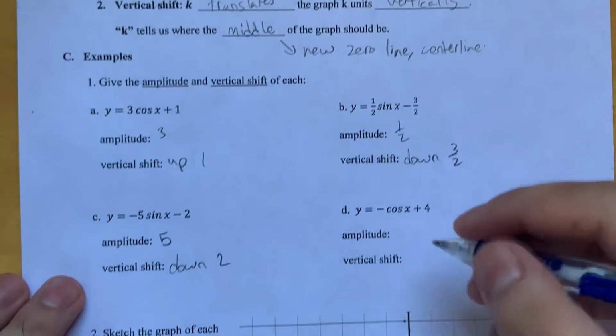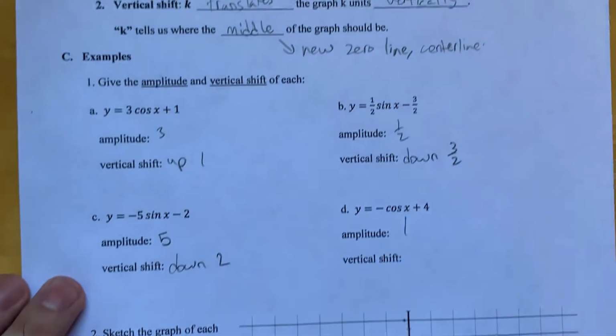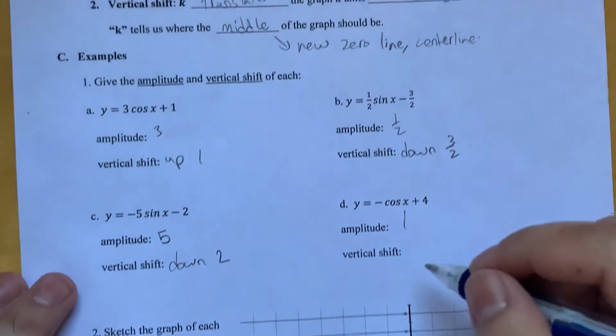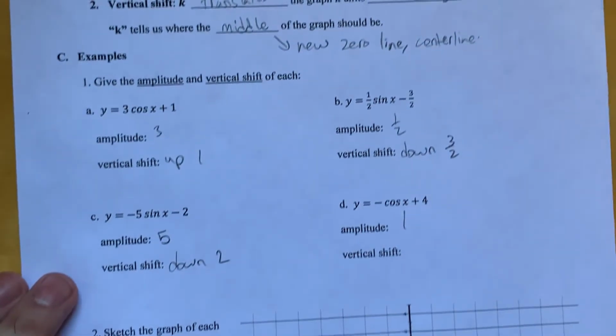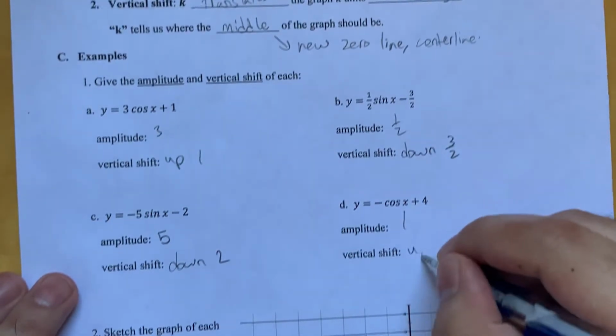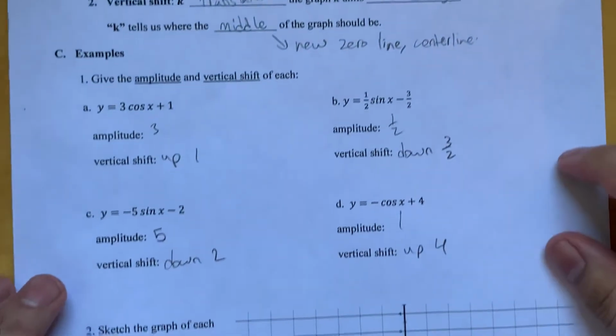Okay, amplitude 1. So no stretch or shrink. It's going to stay the same. But there's a negative, so it's going to flip it one way or the other. Vertical, it's going to flip it across the y-axis. So then the vertical shift is going to be up 4.